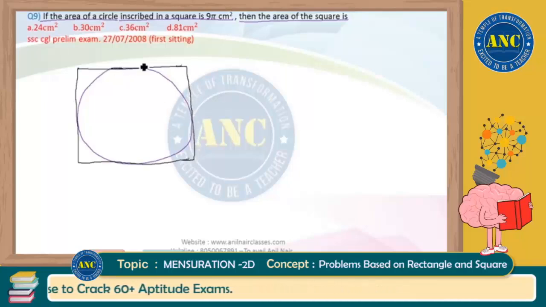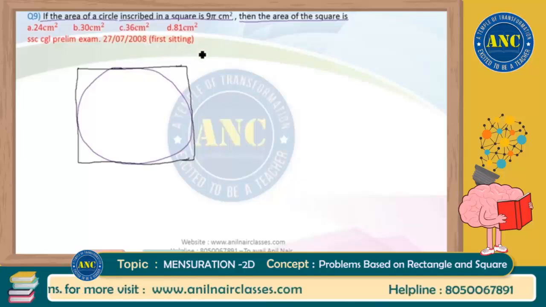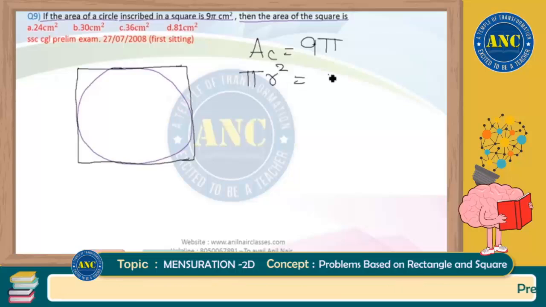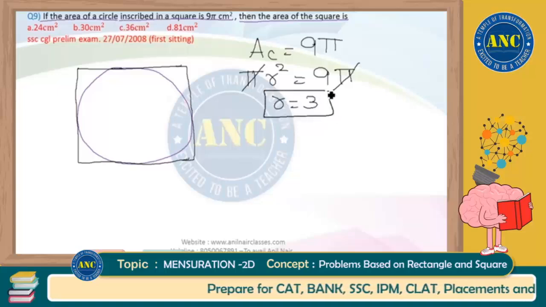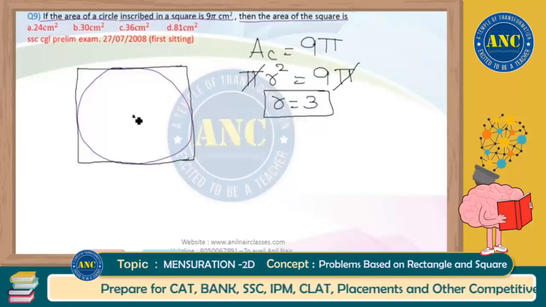Now the area of the circle inscribed in a square is 9 pi centimeter square. What is the area of the square? Now see here, sir. Can I say that the area of the circle is given as 9 pi. The area of a circle in general is pi r square. Pi r square is 9 pi. Pi cancels. R square is 9. R is equal to 3. That means the radius of the circle is 3.